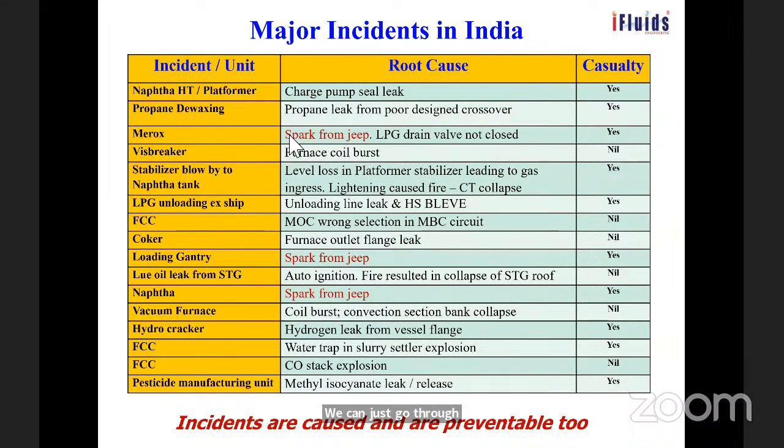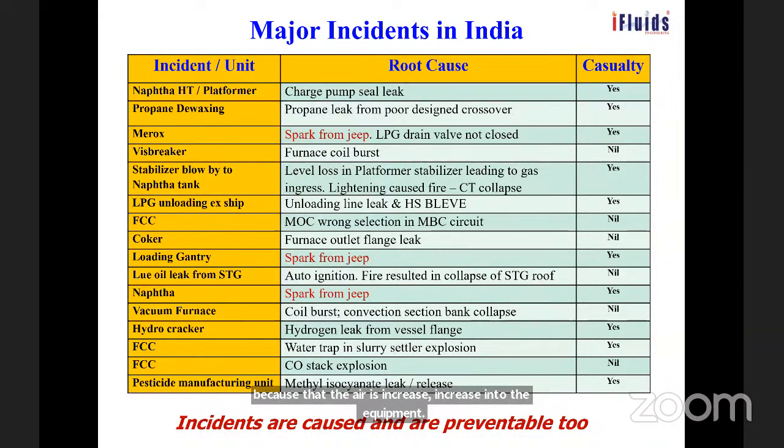And specifically, I have marked a very simple reason, spark from the Jeep, that has caused problems. In 3 or 4 places I have marked spark from Jeep. That is the loading gantry, spark from Jeep, and that has caused a fire. The Merox unit, spark from Jeep, LPG drain was not closed, that time it caused an explosion. And naphtha again, spark from Jeep. Manual human intervention is very important in all those things. And in some places you will find water was there, or air ingress into the equipment, and there was an explosion or fire.